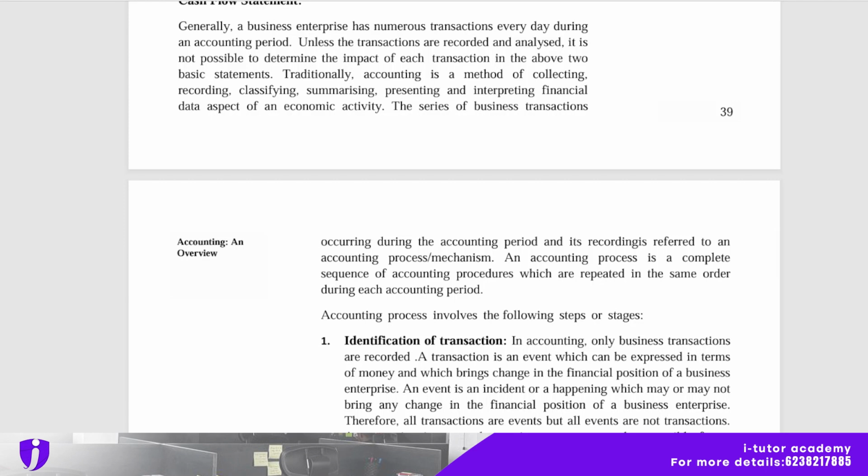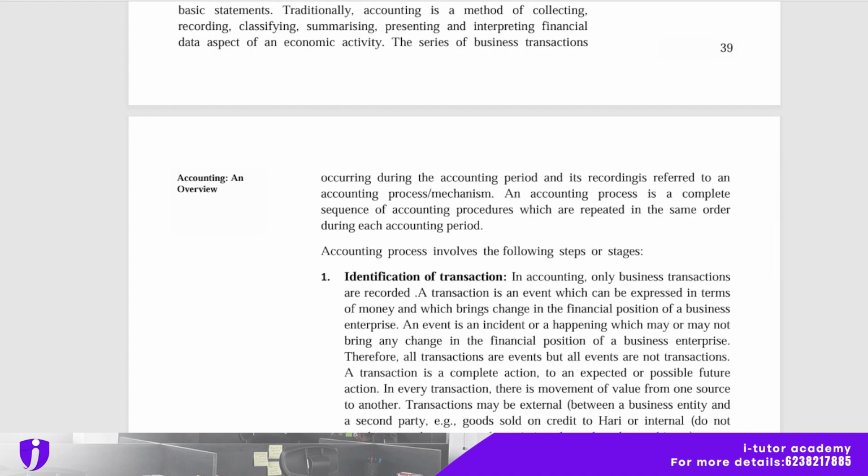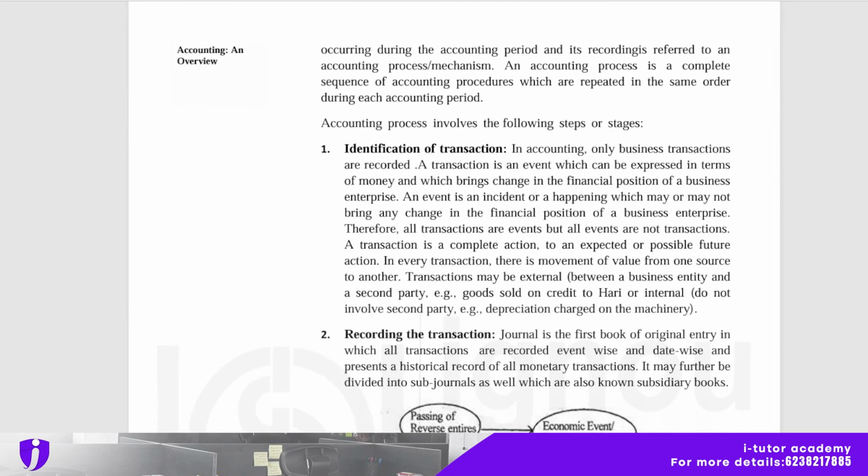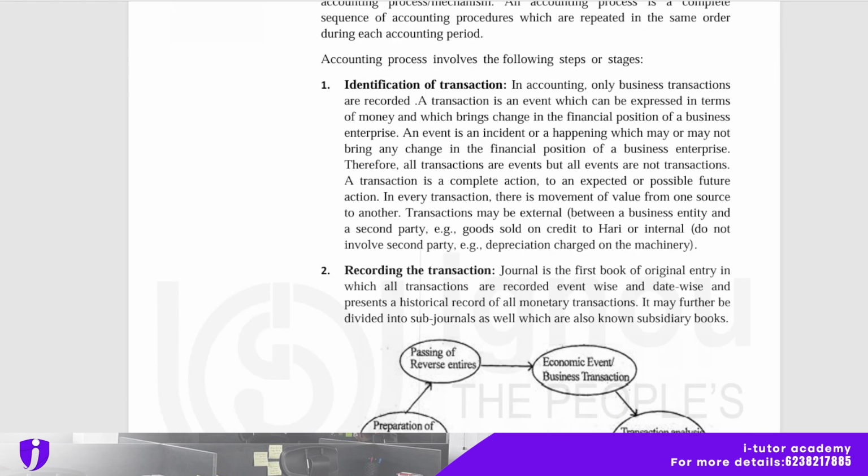The series of business transactions occurring during the accounting period and their recording is referred to as the accounting process or mechanism. An accounting process is a complete sequence of accounting procedures which are repeated in the same order during each accounting period. The accounting process involves the following steps or stages.